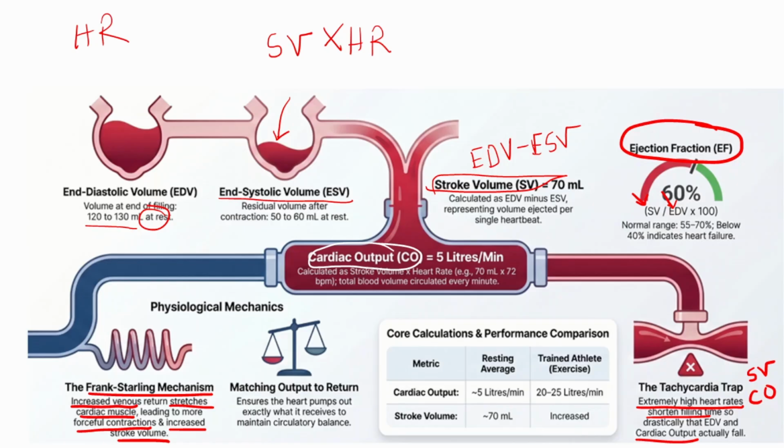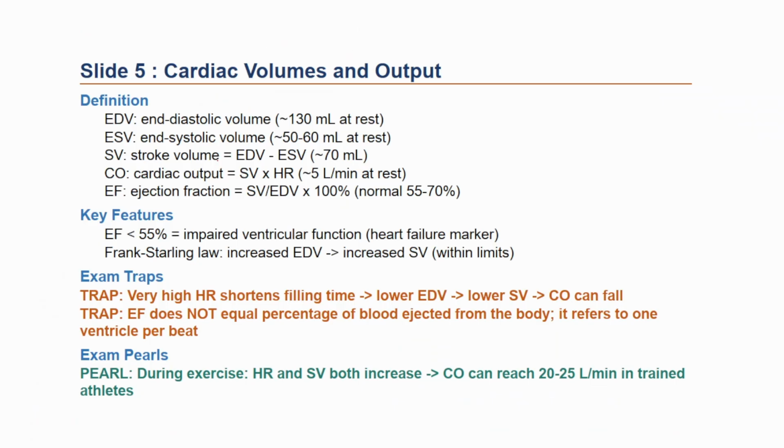Now that we have mapped out these volumetric variables and equations, let us transition directly to our text and anchor these concepts, formalizing the definitions on slide 5. End diastolic volume refers to the total volume of blood in the ventricle at the end of filling, averaging approximately 130 milliliters at rest. End systolic volume, ESV, represents the residual volume remaining in the ventricle after contraction is complete, sitting at approximately 50 to 60 milliliters at rest.